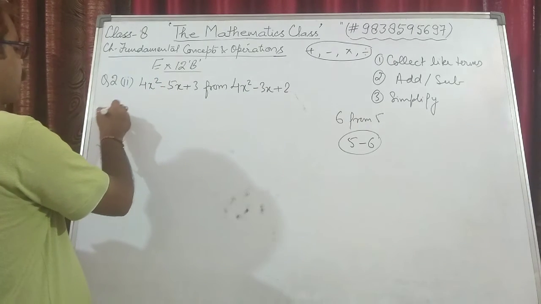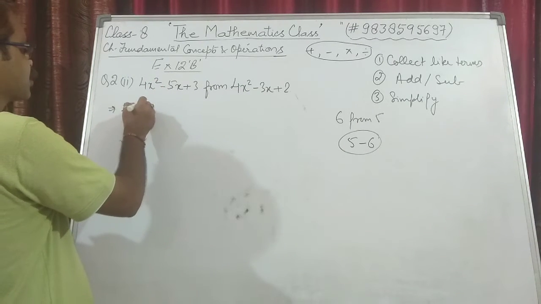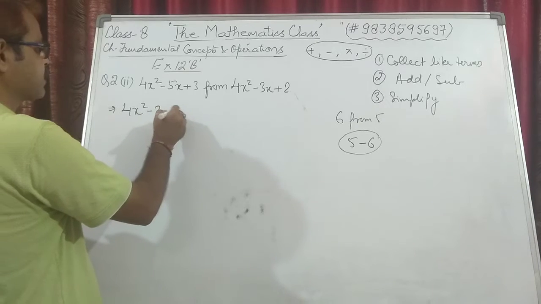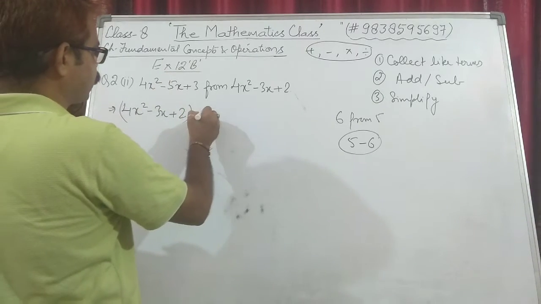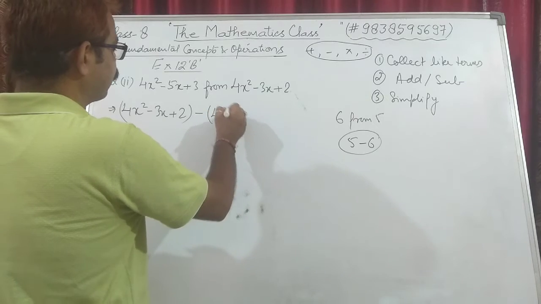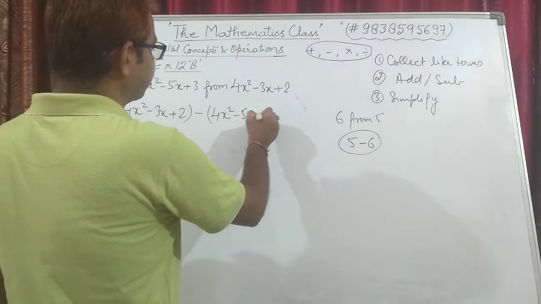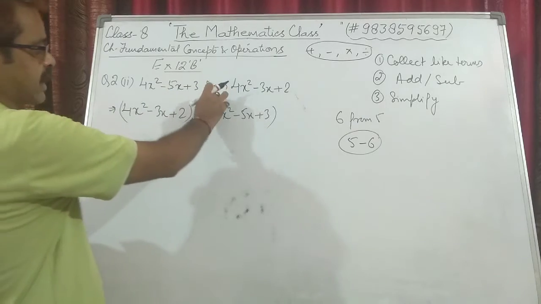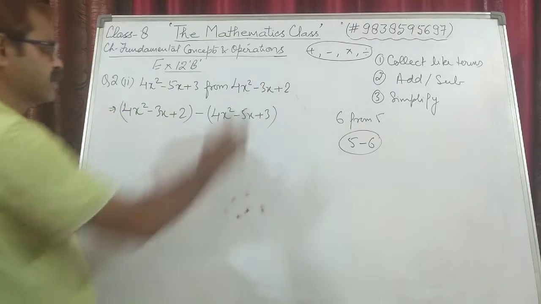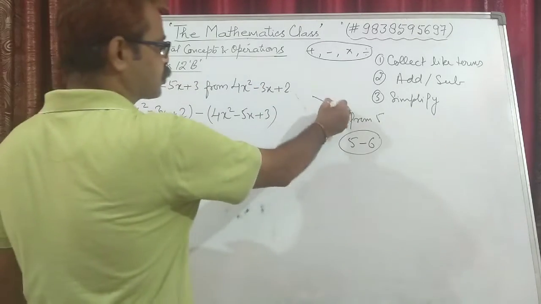So we will write 4x square minus 3x plus 2. From this we have to subtract the first term, so we'll put minus in between, and then 4x square minus 5x plus 3. In fact, this has to be subtracted from 4x square minus 3x plus 2. I have given you the example also.